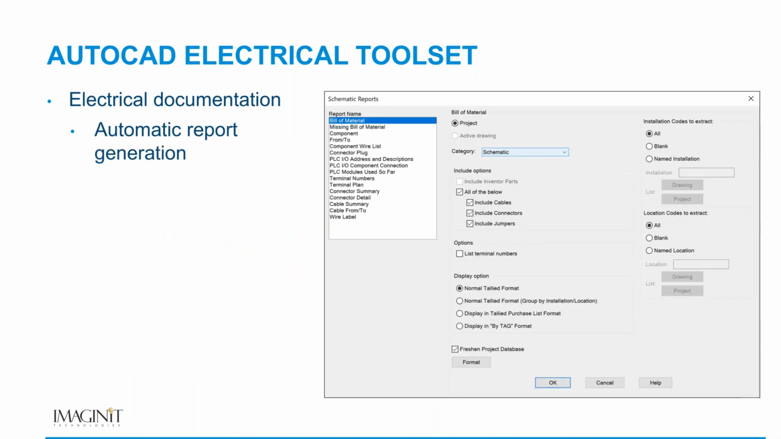And so with our automatic report generation, when you go in here and do a schematic report, you can do a bill of materials, and you'll see that you have a component wireless connector plug. You can generate reports for PLC I/O addresses and descriptions, component connections, PLC modules used so far, terminal numbers. You can generate a report for terminal plans, connector summaries, connector details, cable summaries, cable to and froms, and wire labels. All of these things are standard reports that are built in that you can turn around and add your own customizations to.